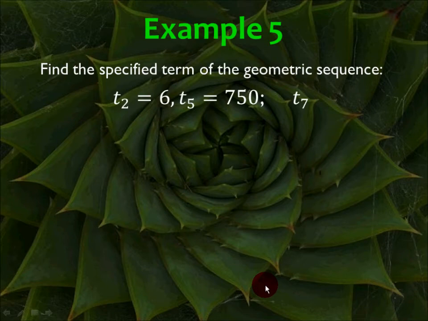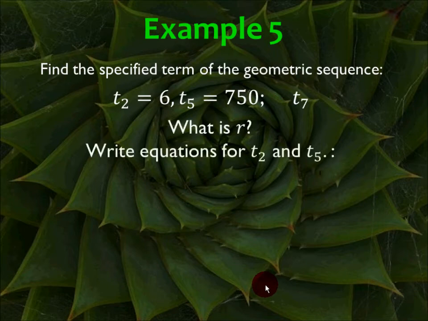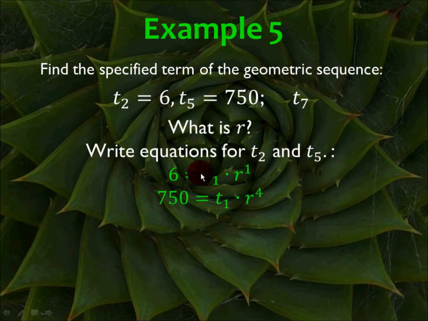Example 5. Find the specified term of the geometric sequence. We are now given that the second term is 6 and the 5th term is 750. So we don't have the first term. We don't have the ratio because we don't have successive terms. How do we do this? Well, write down equations for T2 and T5 in terms of T1 and the ratio. So for T2, 6 is equal to T1 times r to the first power because 1 is 2 minus 1. For T5, 750 is the first term times r to the 5 minus 1 power, or 4.